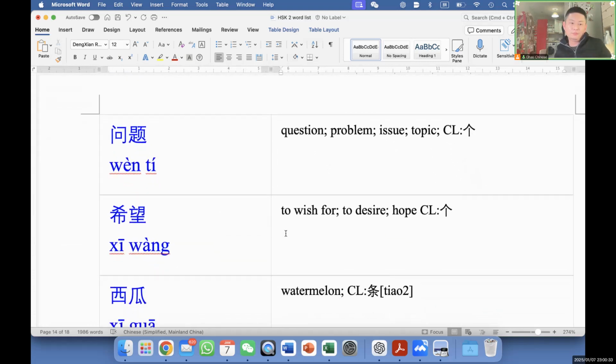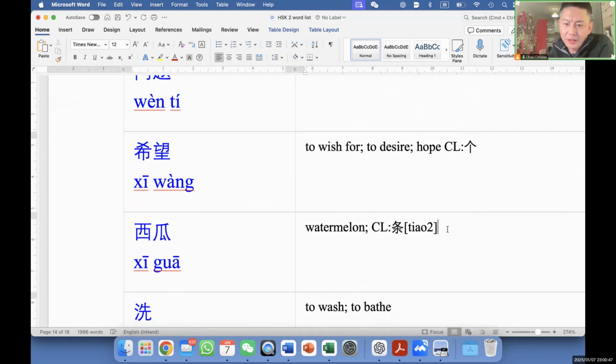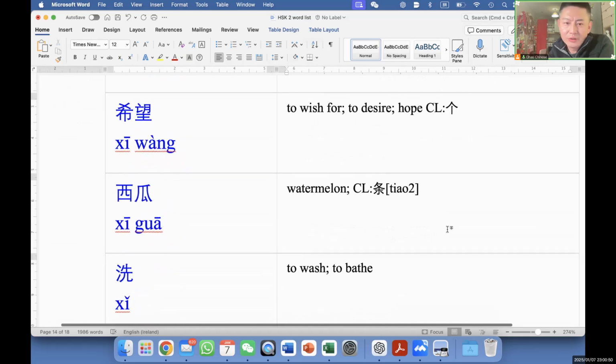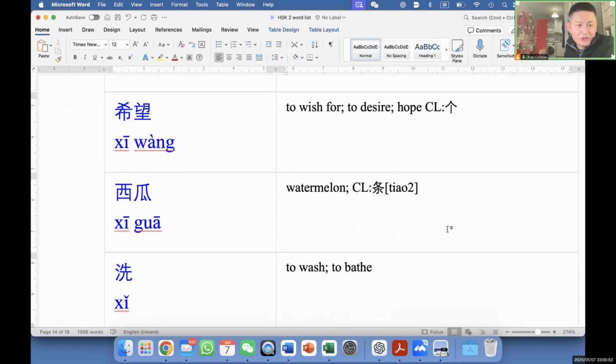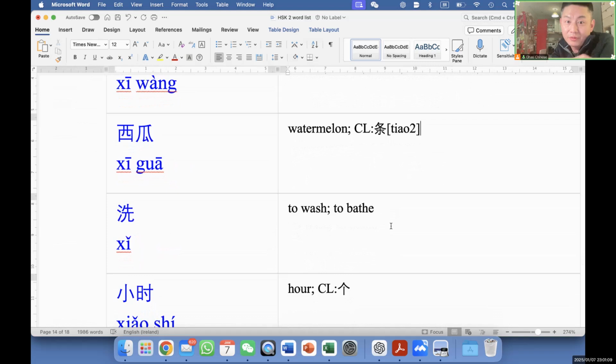希望, hope. 我希望你们的汉语很好. 我希望你们好好学习汉语. Work hard on your learning Chinese and become really good. 西瓜, then you can buy a 西瓜 to treat yourself. A watermelon. 西 is west and 瓜 is melon. Is it a western melon? I suspect that this melon was imported from the west a long time ago, so we call it a western melon. We didn't have 西瓜 back in the days. I'm talking about 1,000 years ago, maybe 100 years ago. So it's a new thing for China.